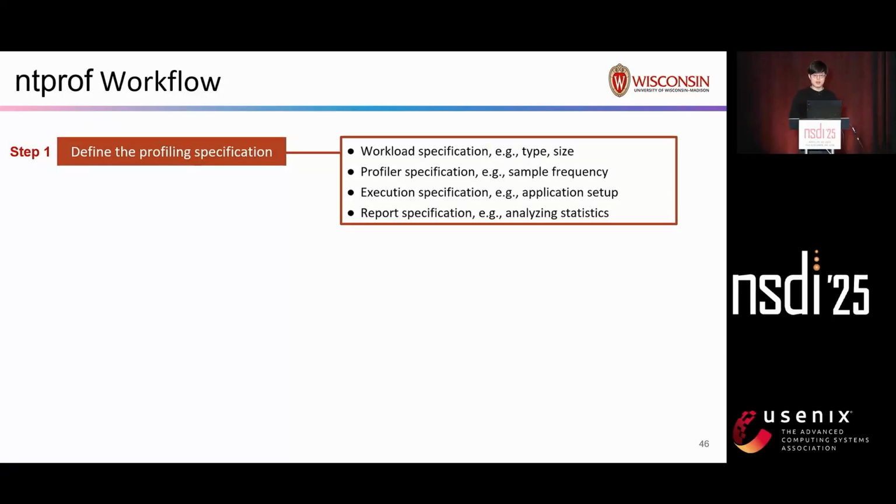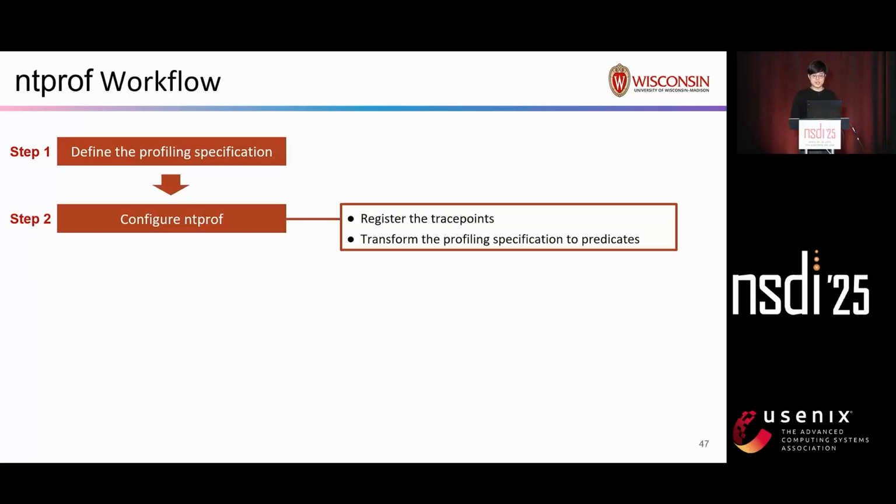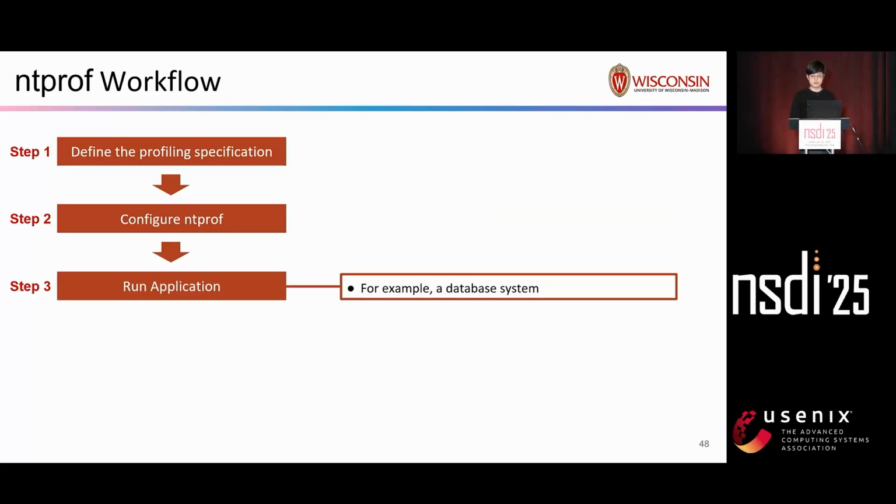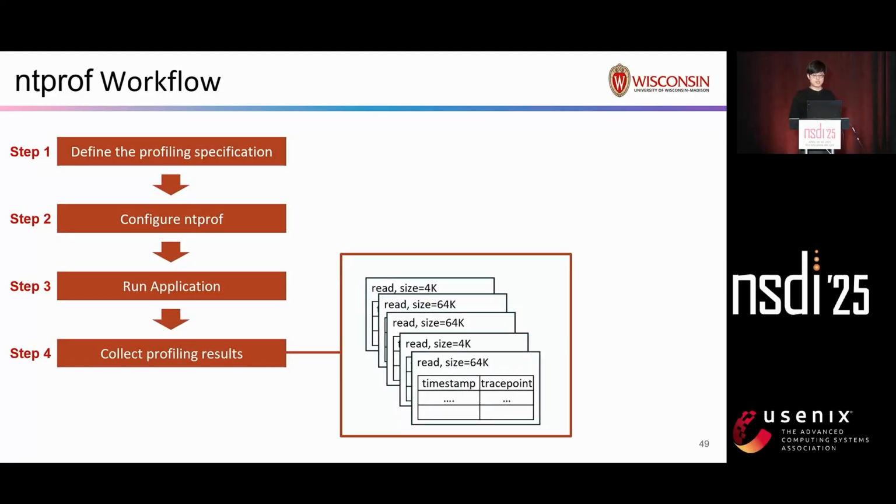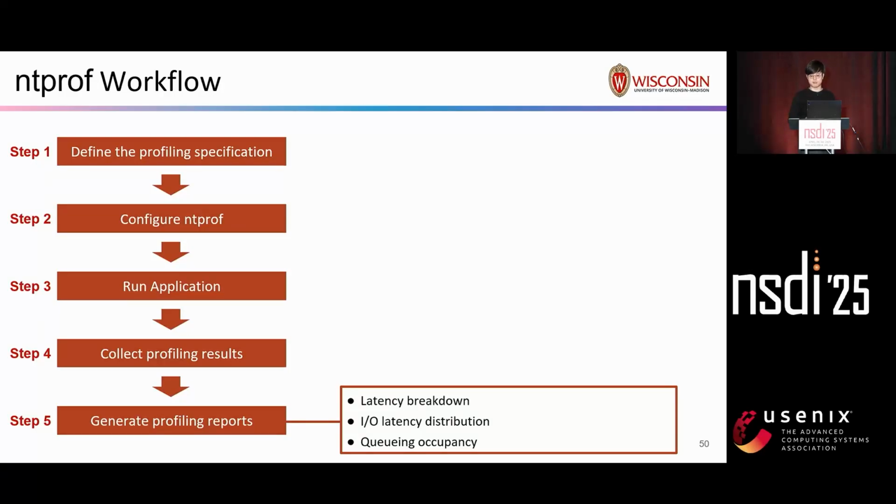To use ntprof to profile, the first step in the workflow is that the application developer defines the profiling specification, which includes what type of I/O to profile, the size of the I/O, the type of the I/O. And step 2 is, based on the profiling specification, they configure ntprof. And then the application developer runs the application, for example, a database system. Step 4 is to collect the profiling results using ntprof. And step 5 is to generate the report based on the collected results, for example, the latency breakdown or I/O latency distribution.